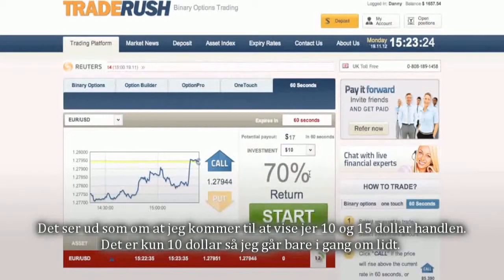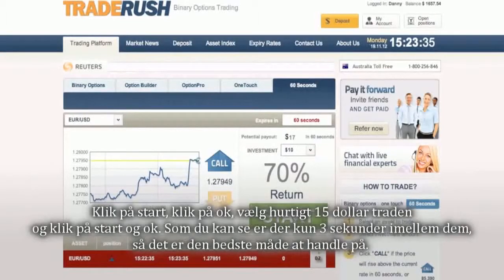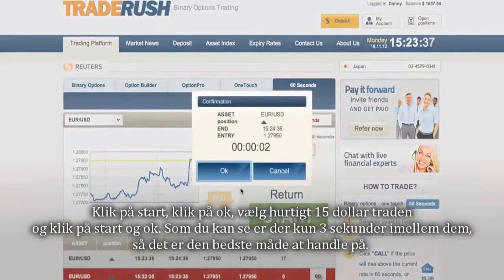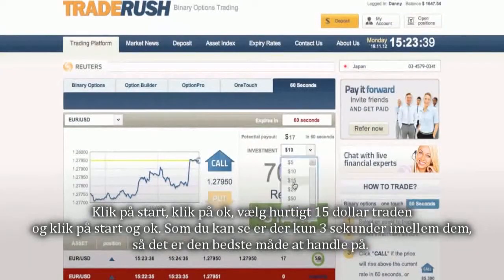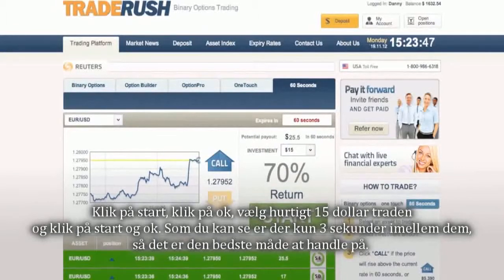As these trades are looking, it looks like I get to show you the $10 and $15 simultaneous trades. It's already at $10, so I'm just gonna hit start in a moment. Here we go. Hit start, hit OK, and quickly select the $15 trade as well, and hit start and approve as well. Now, as you see, they are only about 3 seconds apart, so that is the good way of trading. Make sure they are not too far apart from each other.